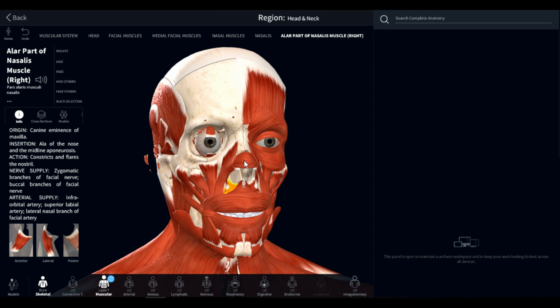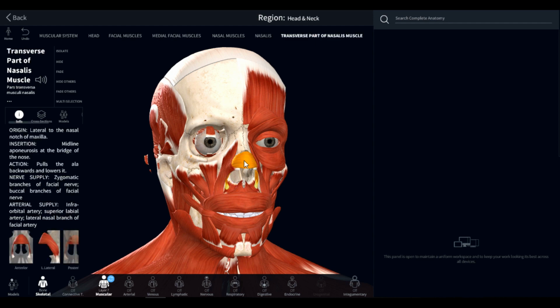So both these parts make up the nasalis muscle, and the nasalis muscle has a nerve supply by the zygomatic branch of the facial nerve, and it is also supplied by the infraorbital artery. This artery is a branch from the maxillary artery.